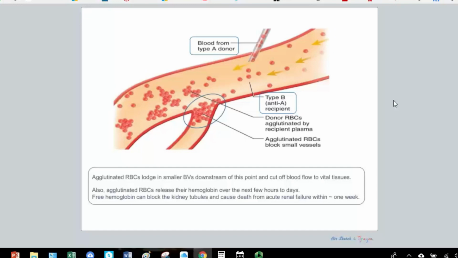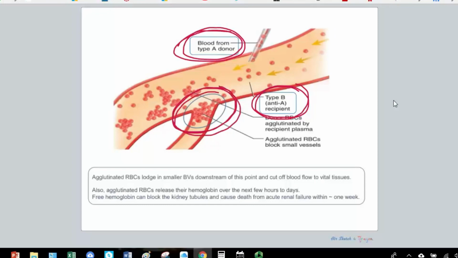So here we have a mismatched transfusion. In this case, we have a type A donor giving to a type B recipient, and that's a mismatched transfusion. You get an agglutination reaction, and this is the agglutination reaction right there where all these red blood cells are clumping together. There's another one right there. And the problem with that is that these red blood cells can get lodged in these small blood vessels. And what does that do to blood flow downstream of the blood vessel? It cuts it off, so it's no longer getting oxygen. And that's a problem, as you can imagine.